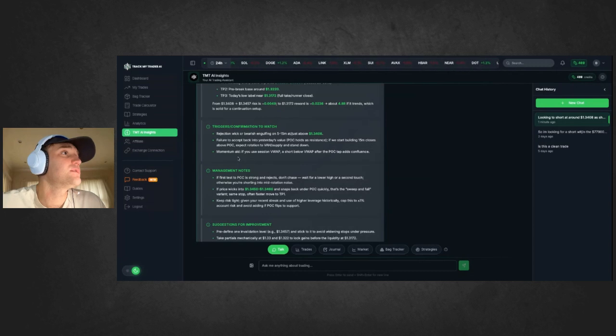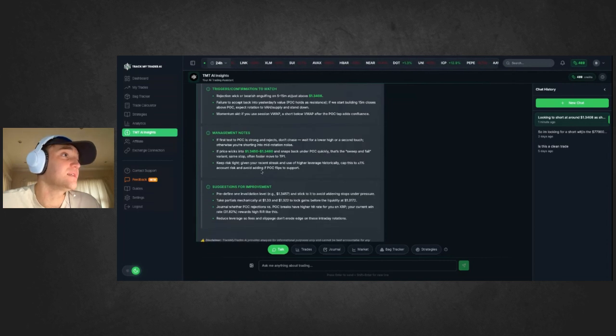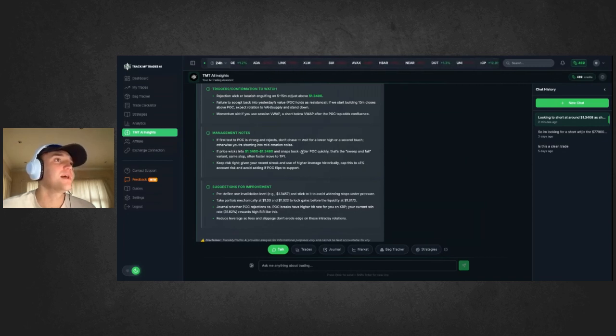If you use session VWAP, a short below VWAP or after the retest adds confluence. So you can add the VWAP, it's giving you ideas. Momentum notes: if the first test to POC is strong and rejects, don't chase, wait for a lower high or a second touch. Otherwise, you're shorting in the mid-rotation noise. That's also a good point. If price wicks into 1.3 and snaps back under the point, that's a sweep and fail. Same stop, often faster moves to TP1. So it's giving you ideas.